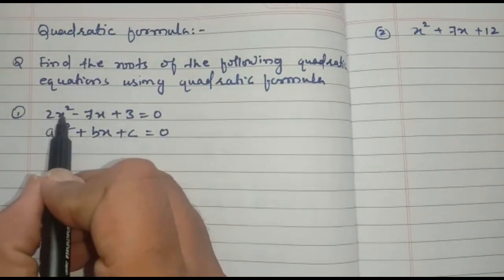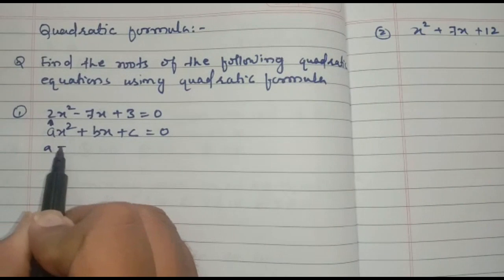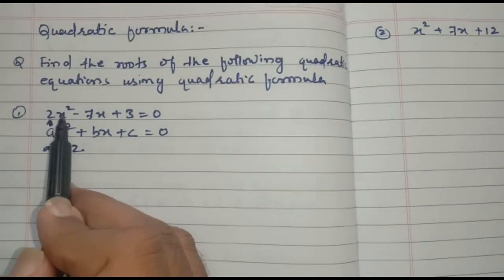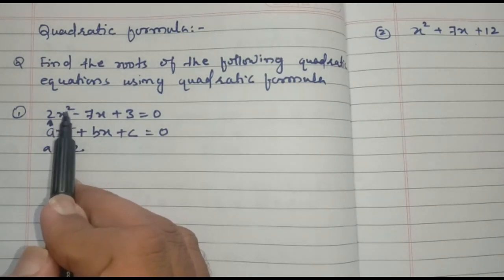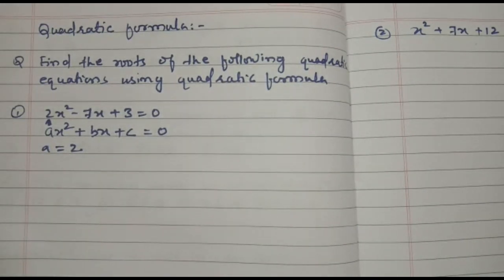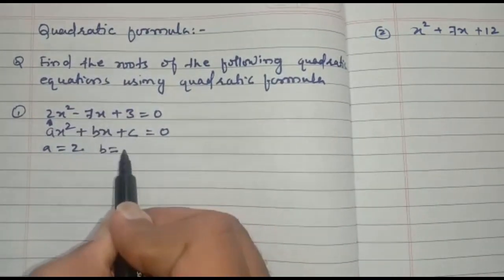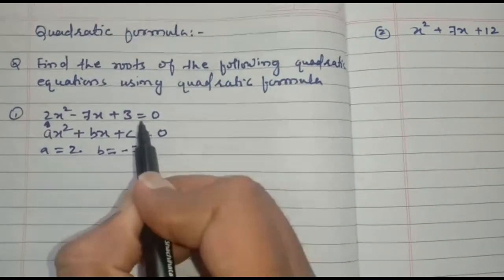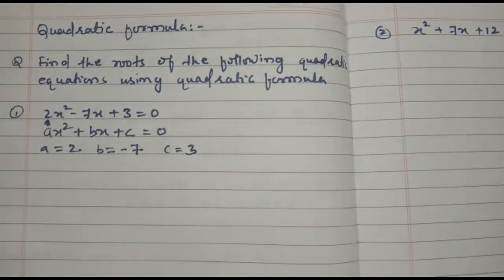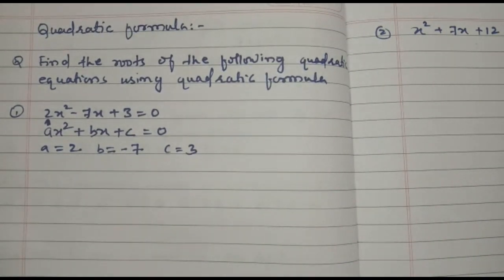So remember, coefficient of x square is a. I am writing a is equal to 2. If it is written only x square, then coefficient of x square is 1. That time a is equal to 1 will come. Now b is equal to, coefficient of x is -7, so b is -7, and the value of c, constant, is 3. So we have written the values of a, b, and c.